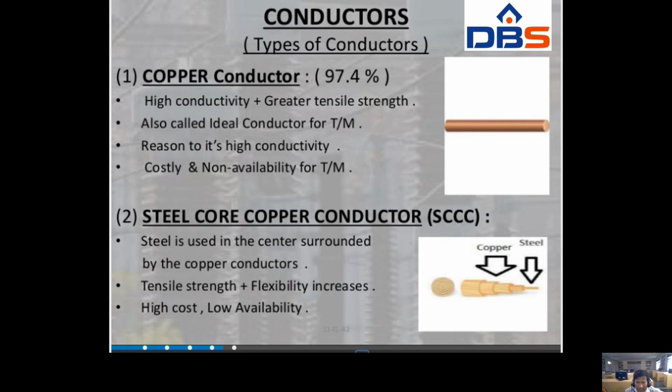Next one, steel core copper conductors. At the center, steel is there. Around that steel, we have utilized copper. Steel core copper conductor, SCCC. Steel is used in the inner center, surrounded by the copper conductors. Tensile strength and flexibility increase, but this is also high cost. Availability is low.